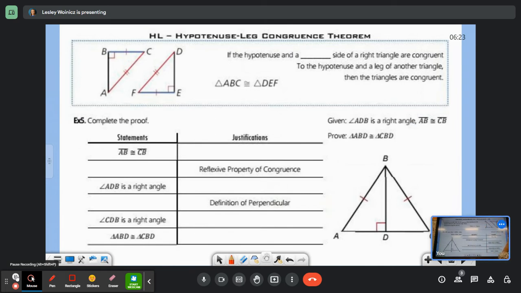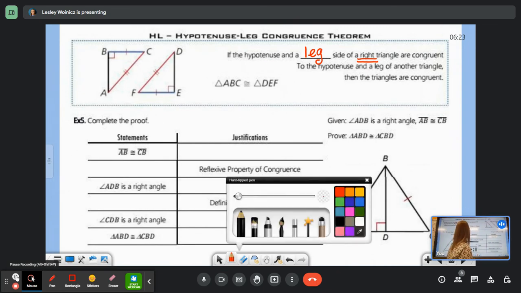Okay, so this theorem says that if the hypotenuse and a leg, hence the name hypotenuse leg, of a right triangle... Okay, so it has to be a right triangle. Regular triangles don't have hypotenuses, only right triangles do. If the hypotenuse and a leg of one triangle are congruent to the hypotenuse and a leg of another, then we have congruent triangles. And it doesn't matter which leg, it just has to be one of the legs that they have congruent. All right, let's test this one out.